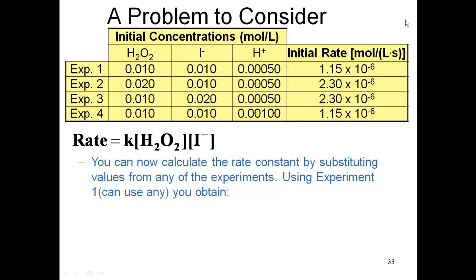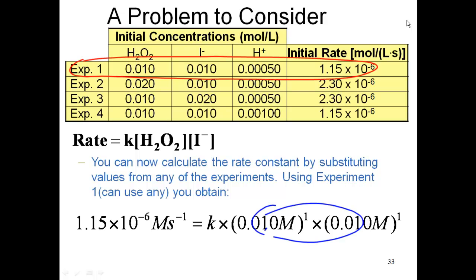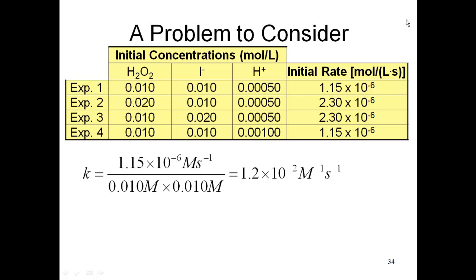We can now calculate the rate constant by substituting our values in. So using experiment 1 data, I'll plug in my rate, 1.15 times 10 to the minus 6 molarities per second, equal to K, times my concentration of H2O2 to the first power, times my concentration of I minus to the first power, and I'm leaving off the H plus because it's to the 0 power. I will now take these values and divide through to the other side, which gets me 1.15 times 10 to the minus 6 molarities per second over 0.01 molarity times 0.01 molarity.